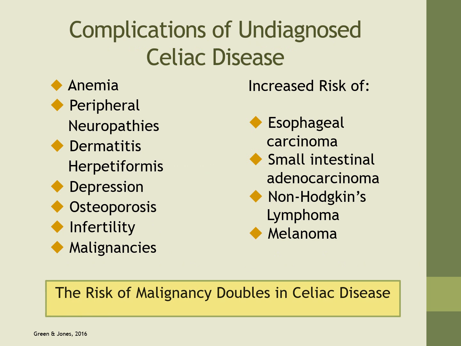When celiac disease is not diagnosed and not treated, the affected individual may suffer complications such as anemia, peripheral neuropathies, dermatitis herpetiformis, depression, osteoporosis, infertility, and malignancies. The risk of malignancy doubles in people with celiac disease. There is an increased rate of esophageal carcinoma, small intestinal adenocarcinoma, non-Hodgkin's lymphoma, and melanoma. It takes 5 years of strict adherence to gluten-free diet to level this higher rate back to the general population's rate for most of those cancers.